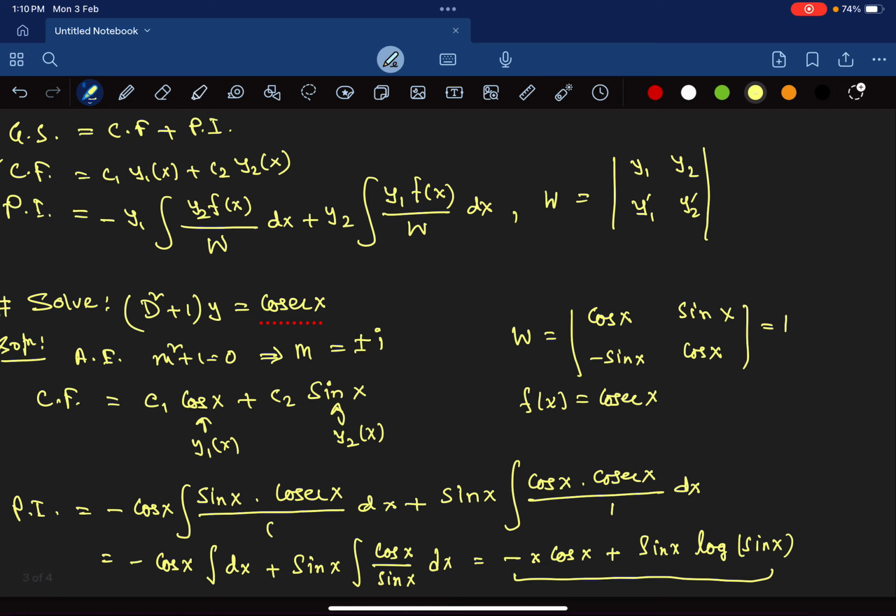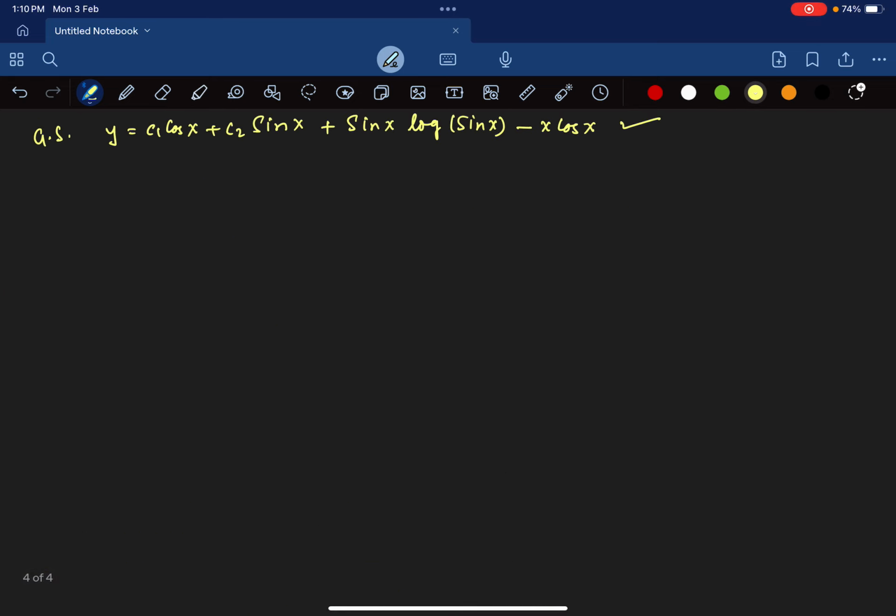This is the variation of parameters method. Using the method of variation of parameters, you can solve this question as well. For the next problem, take d²y/dx² + 4y = tan 2x. You can solve this question; this is a homework question. You can try. Up to that, if you have any doubt, you can put it here.